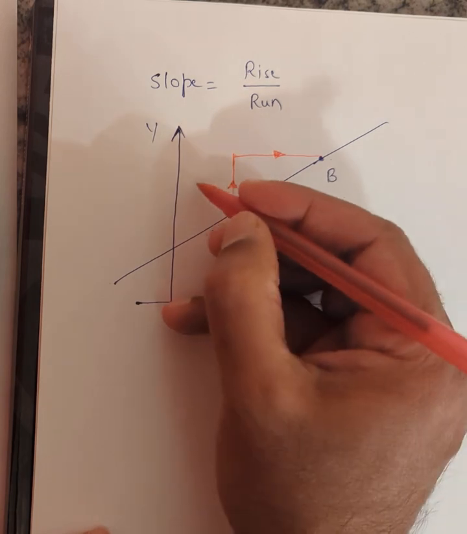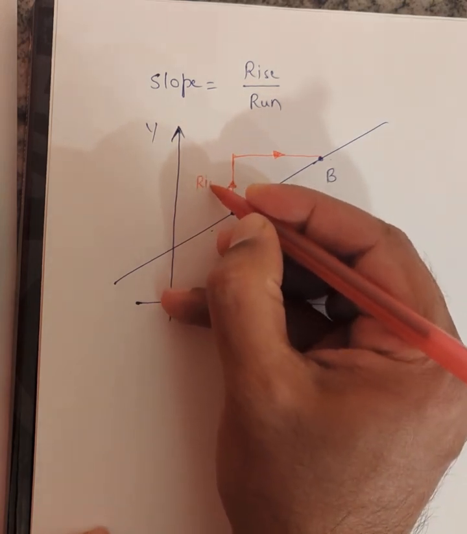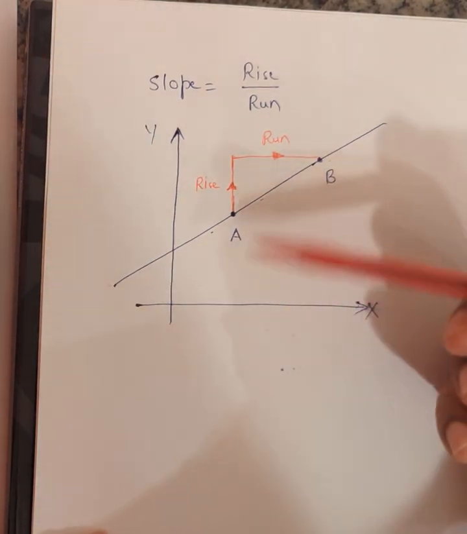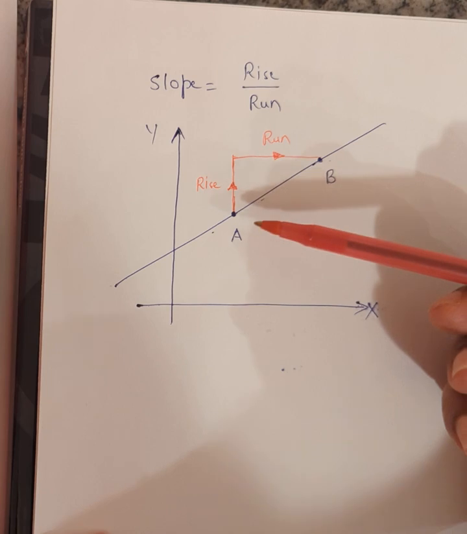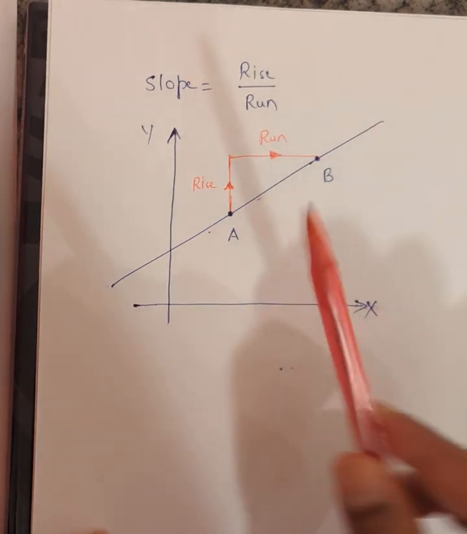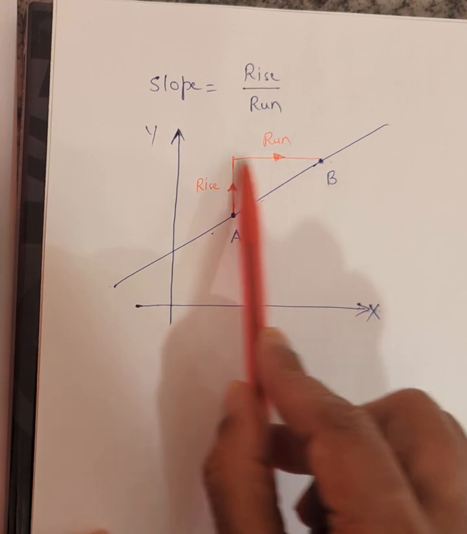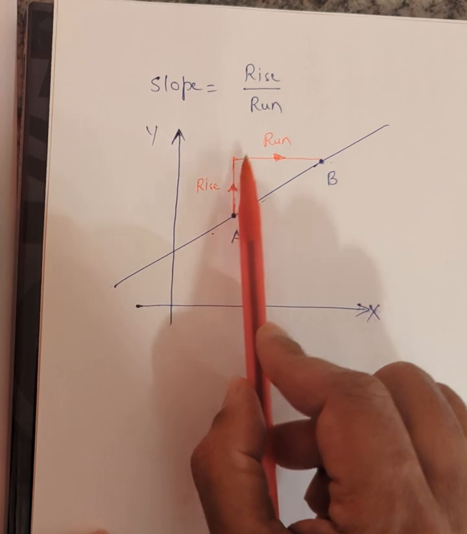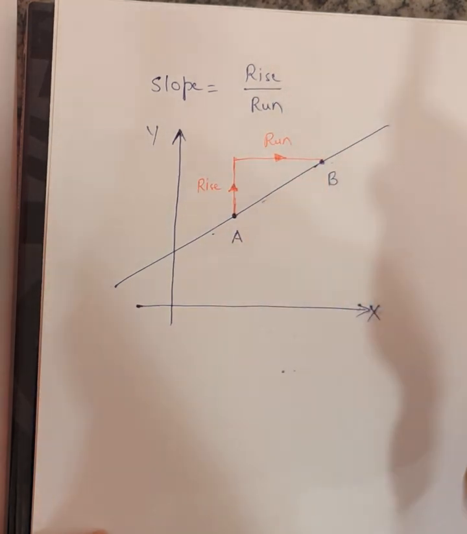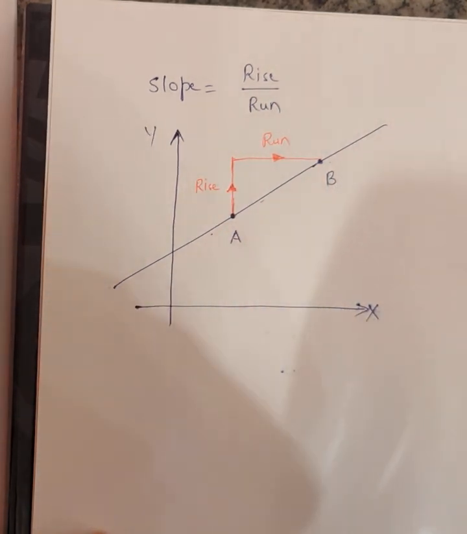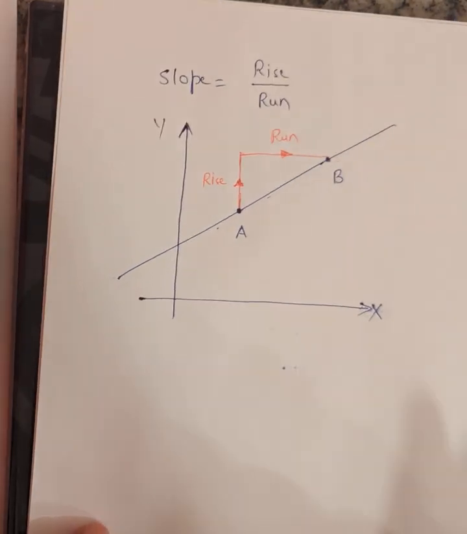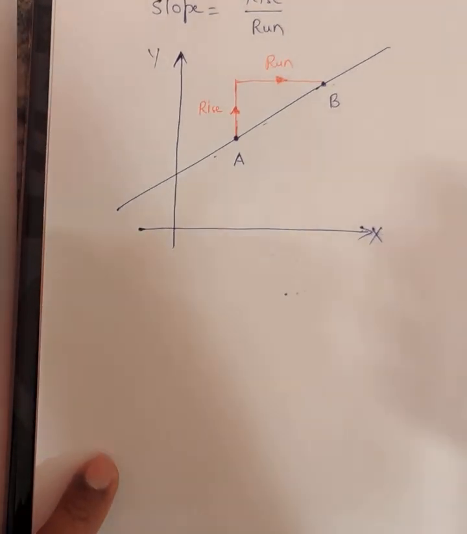Now the vertical direction that you travel is called the rise and the horizontal direction is called the run. So rise goes up and down. So rise happens in the vertical direction and run is in the horizontal direction. So this quantity, this ratio, rise divided by run, is what's known as slope. Now, if a line is steeper than this, then this ratio will be more. So let's look at some examples.